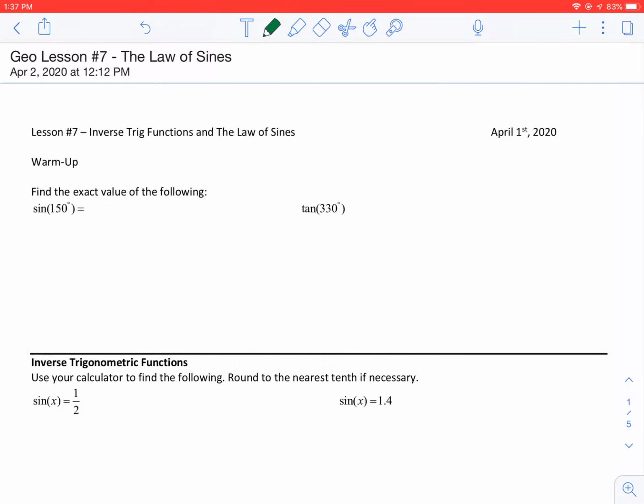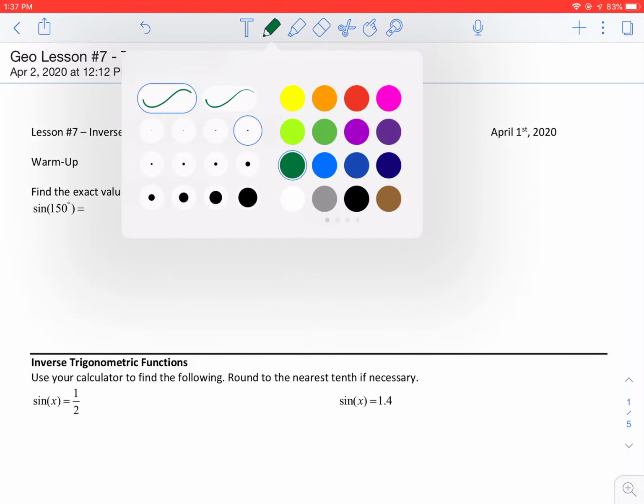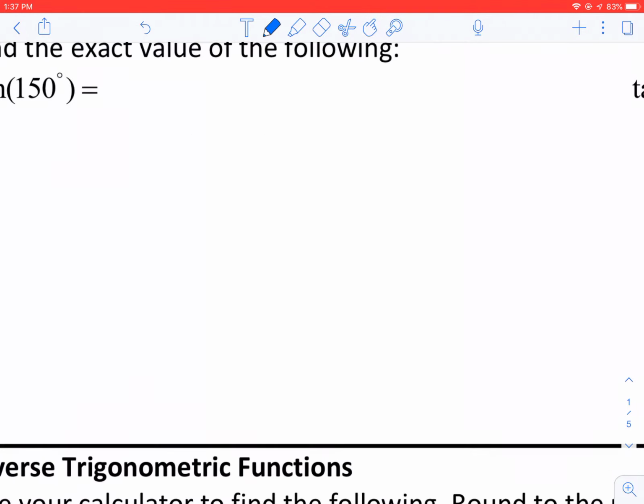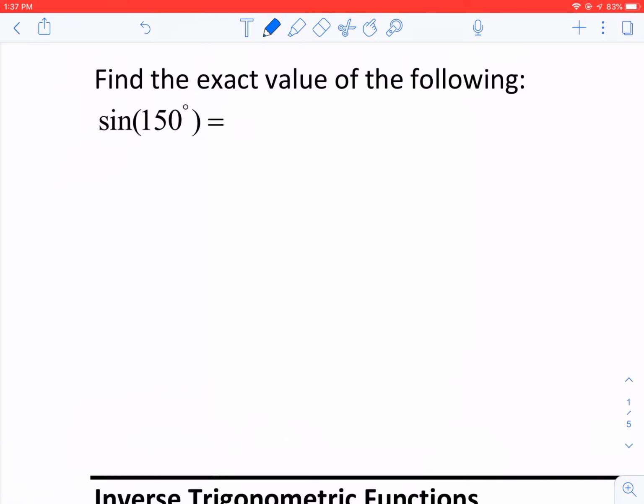Hey, what's up guys? Today we're going to be doing inverse trig functions and the law of sines. So on yesterday's lesson, we learned how to find the sine, cosine, and tangent values of specific angles.